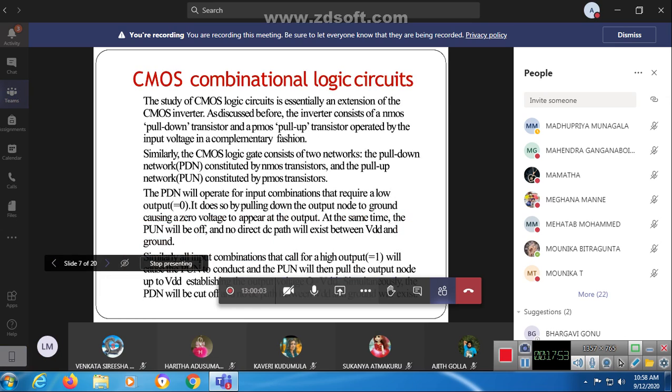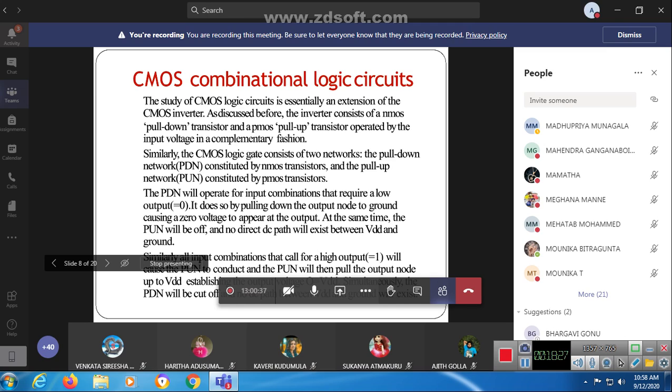So by using these conditions, we have to design many combinational logic circuits. Combinational logic circuits may be logic gates or adders, subtractors, half adder, full adder. Any circuit we have to design by using CMOS technology.